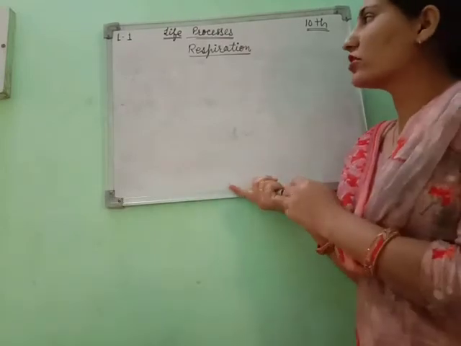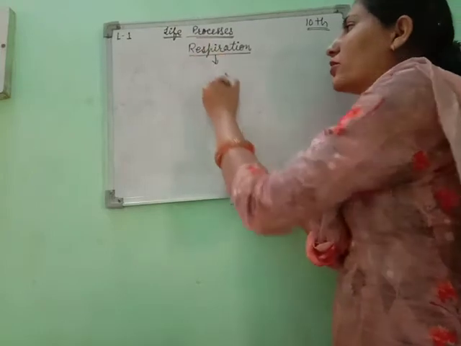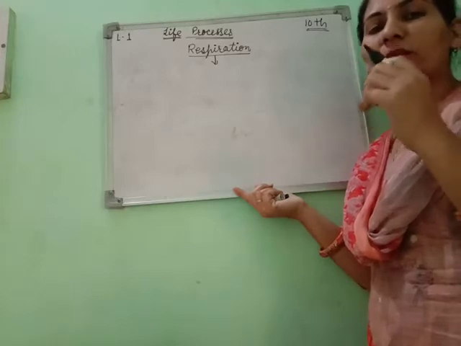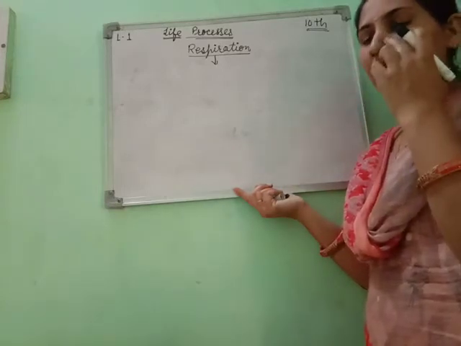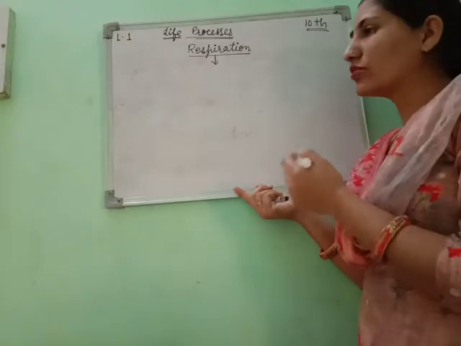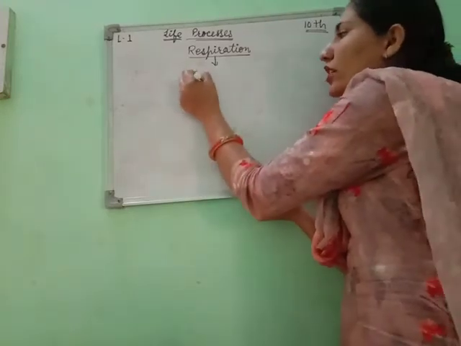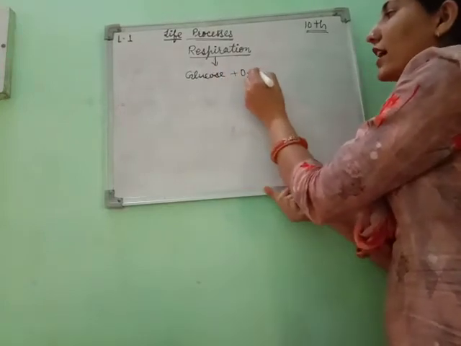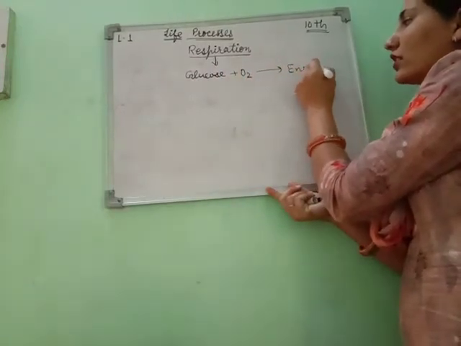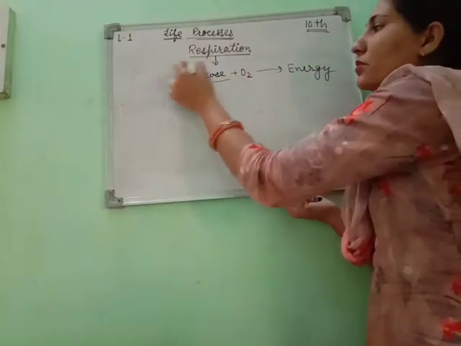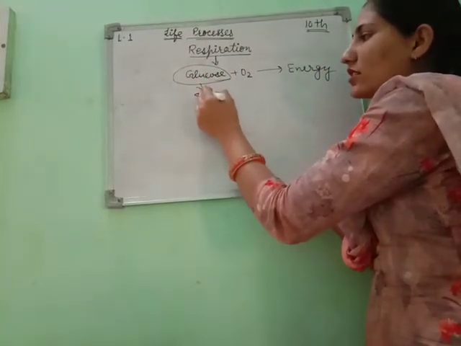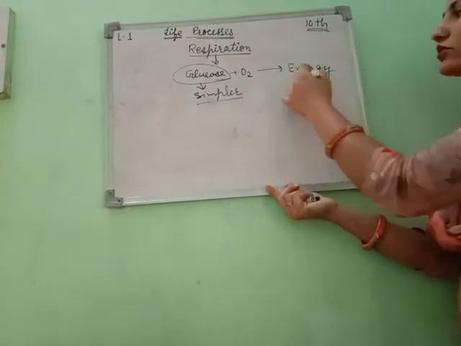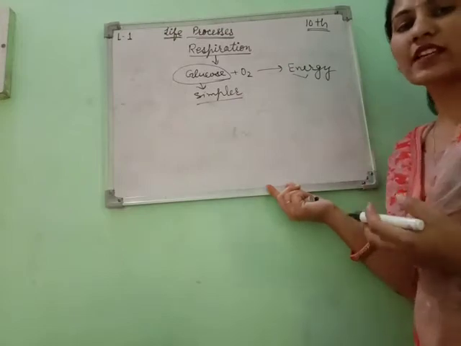What is respiration? Respiration is a process in which food is broken down in the presence of oxygen and energy is produced. Food or glucose combined with oxygen produces energy. Means food is broken down into simpler substances and produces energy. That process is known as respiration.